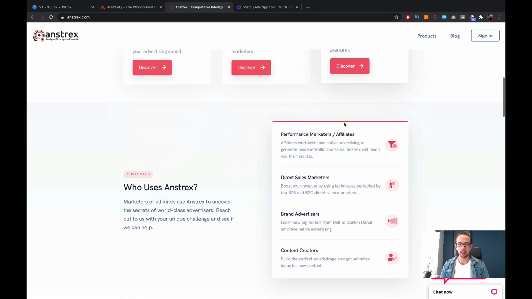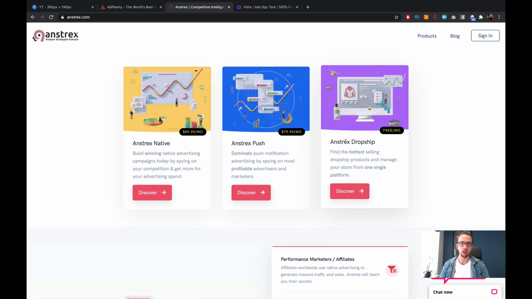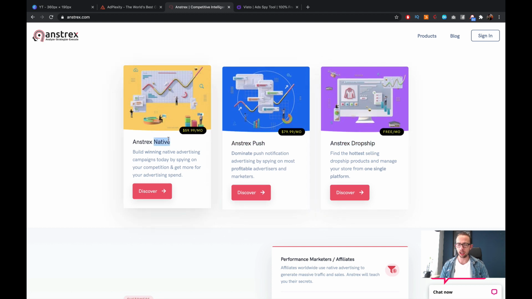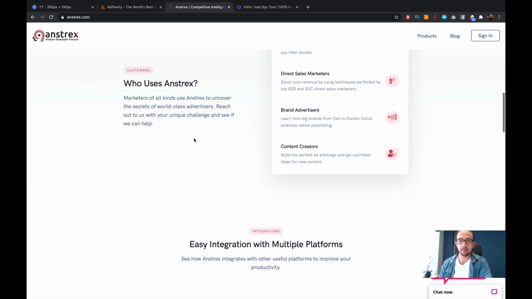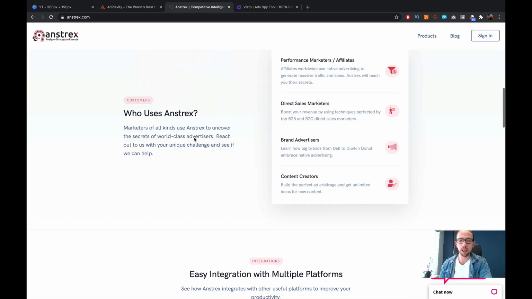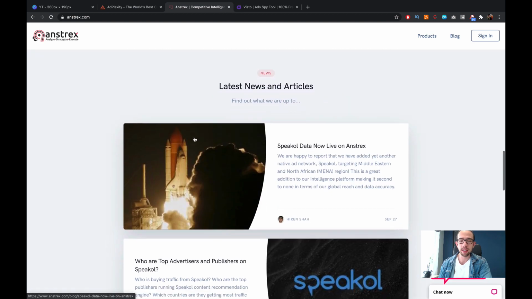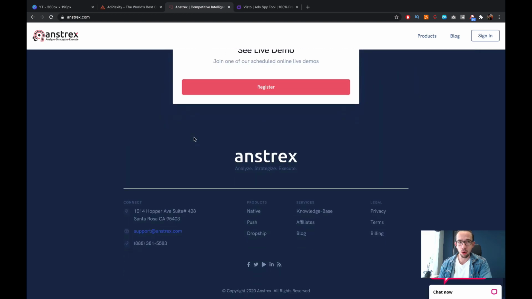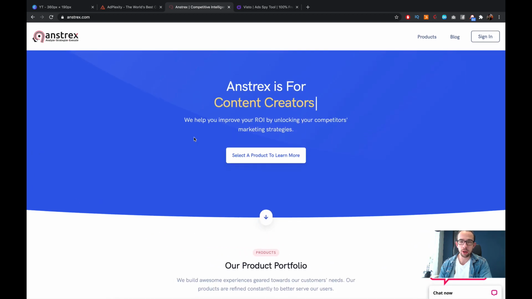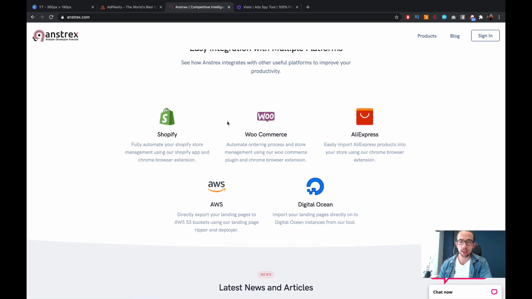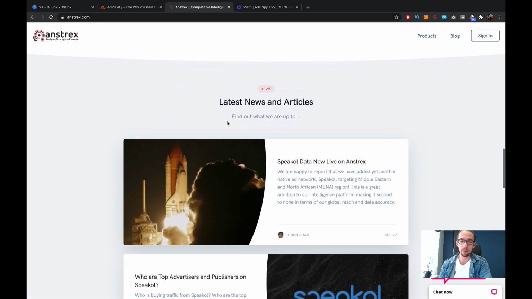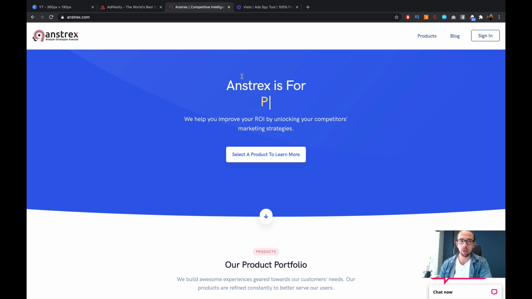So I use Entrax. Basically, it has two different products. Dropshipping is in beta right now, so it's free, but they have push and they have native. I have both, although I basically only use native. But yeah, it's a very, very nice tool. It has a tremendous amount more inventory than AdPlexity. So one, it's cheaper, and two, it has way more ads, and I would say a little bit better quality in my opinion. Very easy to work with.